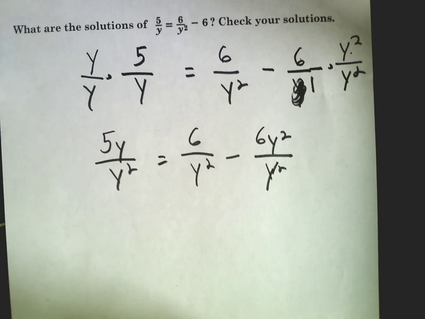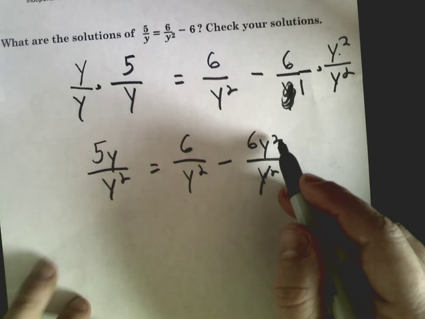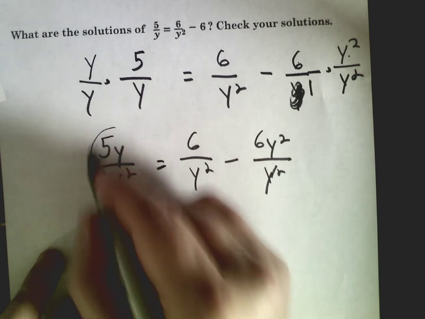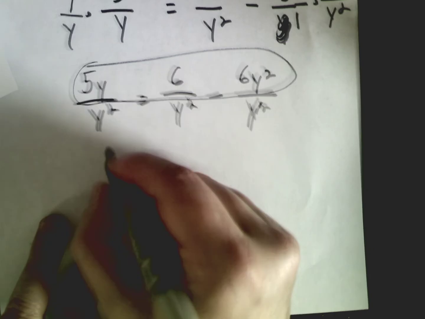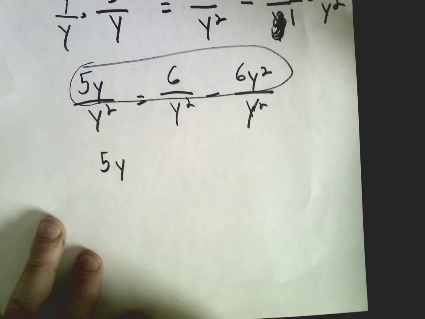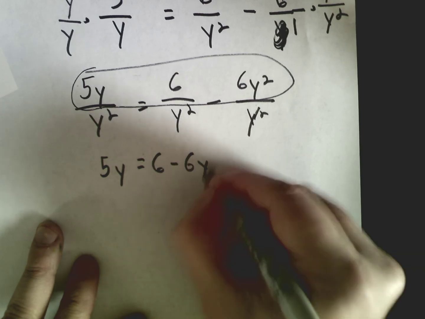Now, how am I going to solve this problem? If I look at just the top numbers here, this is where my headache begins. 5y equals 6 minus 6y squared.